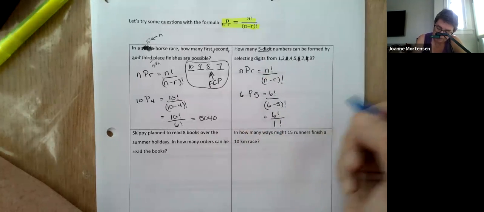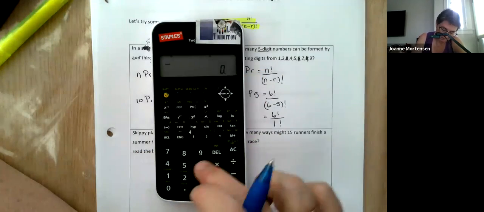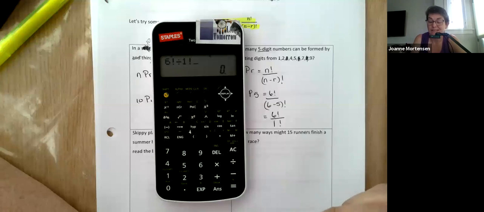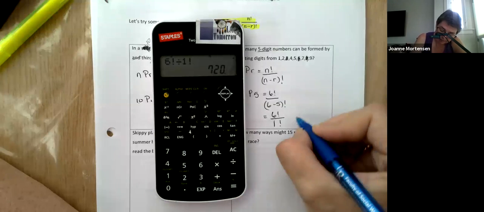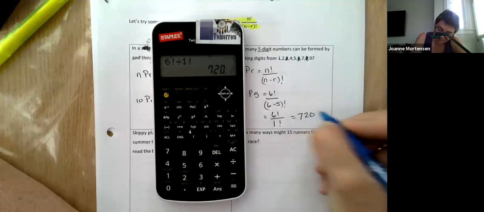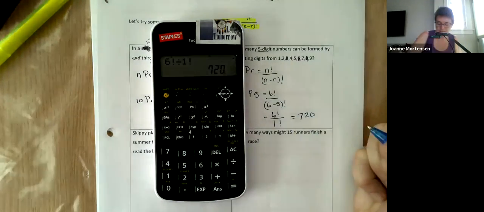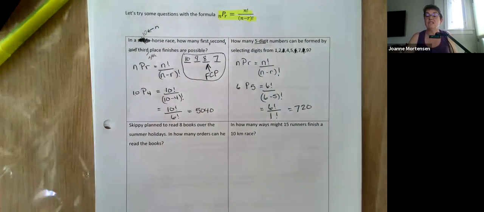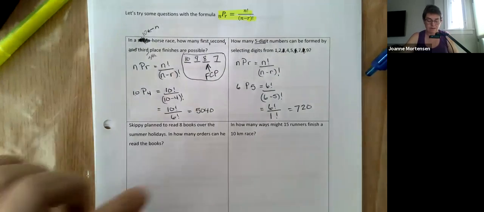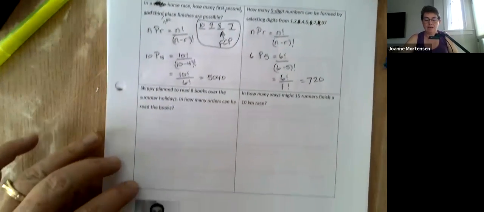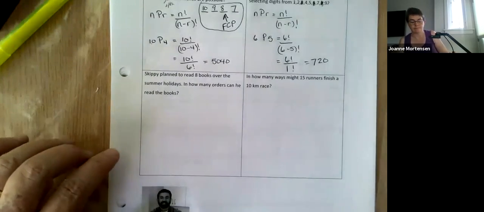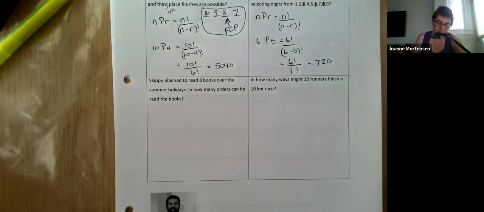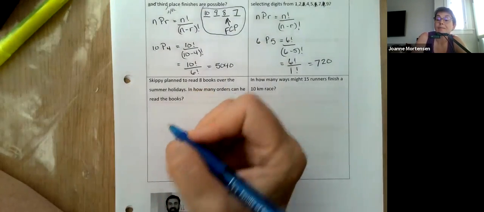6 factorial over 1 factorial. 6 minus 5 is 1. Don't really need to do that because I know that's 1. Anyway, 720. All right, you've seen it used twice. Oh, should have done this one instead of that one. Give it a shot yourself. I hope you tried it on your own.